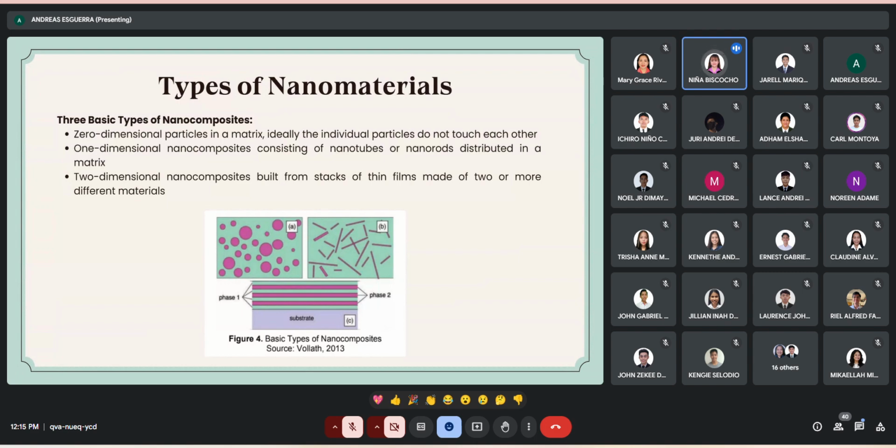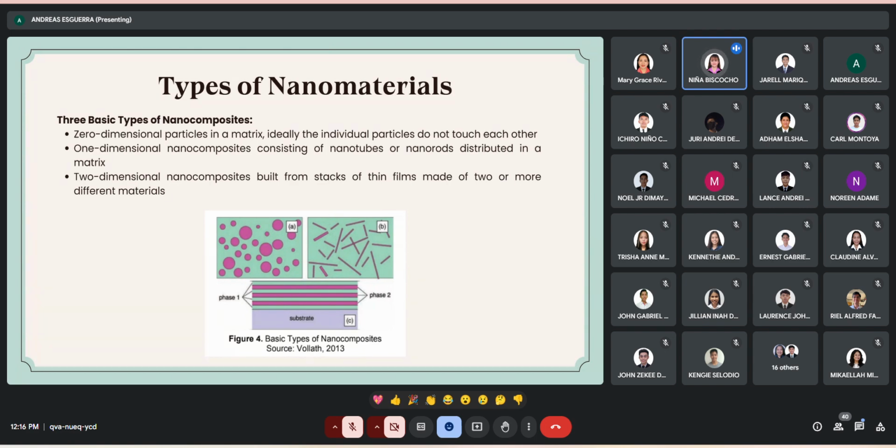Next is one-dimensional nanocomposites. This type consists of nanostructures like nanotubes or nanorods that are arranged in a matrix. These structures provide a specific direction of strength or conductivity because of their shape. And lastly, two-dimensional nanocomposites. In two-dimensional nanocomposites, thin layers or films are stuck on top of each other within the matrix. Each layer can be made from different materials, and this layering allows the composite to have unique properties like flexibility combined with strength or enhanced conductivity.